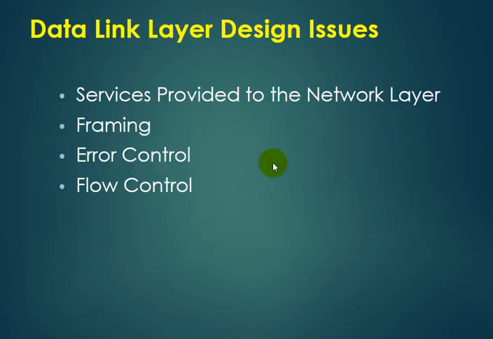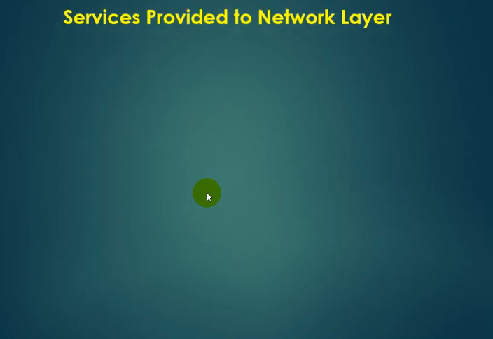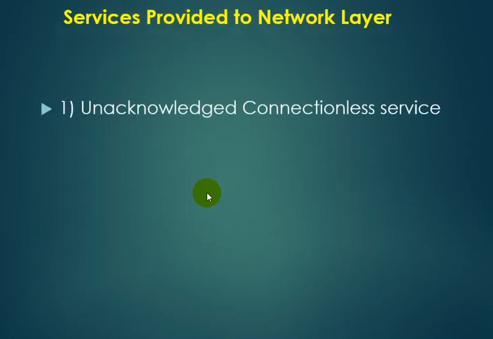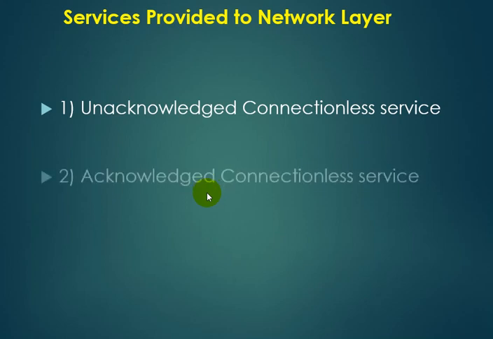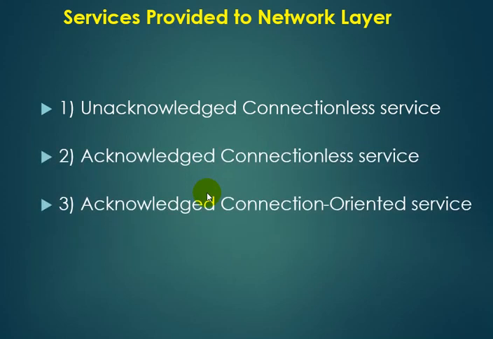Now let us see the services provided to the network layer. Let us discuss the design issues one by one. The first design issue in the data link layer is the service provided to the network layer. After that we will discuss framing, error control and flow control. So what are the services provided to the network layer? There are three services offered by the data link layer: unacknowledged connectionless service, acknowledged connectionless service, and acknowledged connection oriented service.